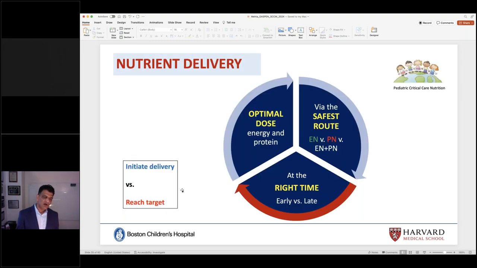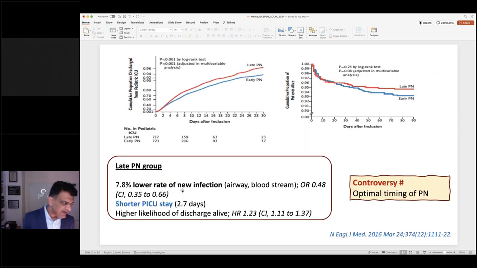Now let's move on to the timing. So early versus late. And this is where the PEPaNIC trial was focused. The PEPaNIC trial randomized patients into early versus late. I call it the trial of very early versus very late, but that's just a personal bias. That's how I would frame it. The early arm got PN supplemented within the first 24 hours if the energy provision by enteral nutrition was not at least 80%.